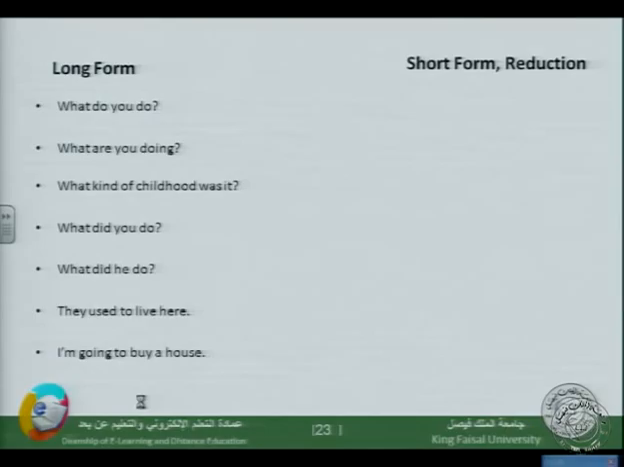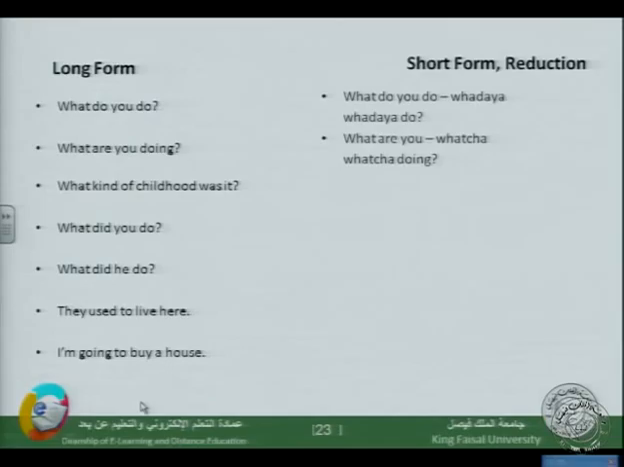Also, we have here some long forms, and one of the questions right here asks you to give the short form of each one. We have explained all of this maybe two times. So I want you now to help me to do this by yourself. I will do some of them, like what do you do? What do you do? What are you doing? What you doing? Okay.